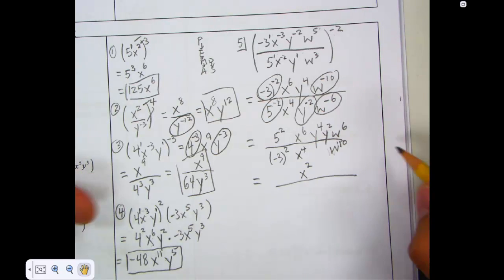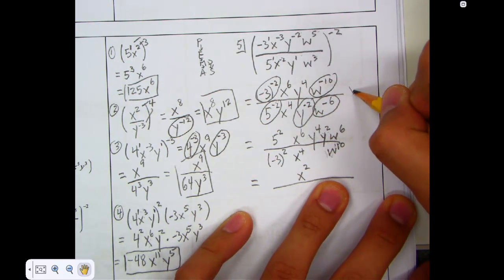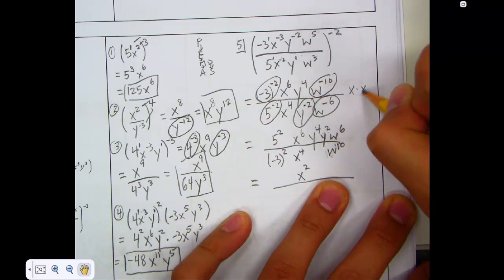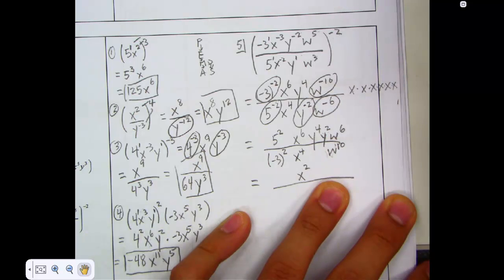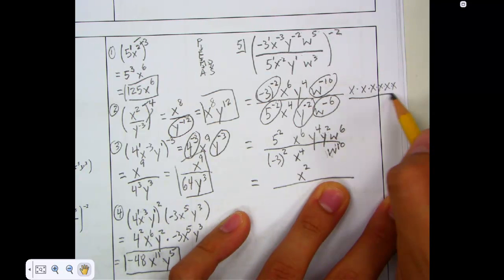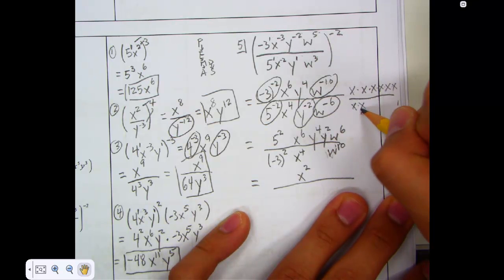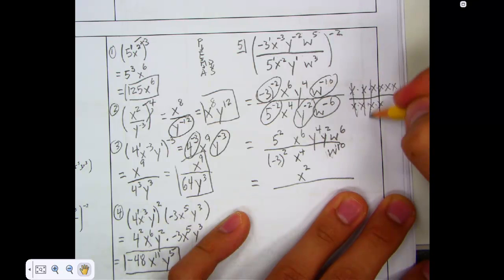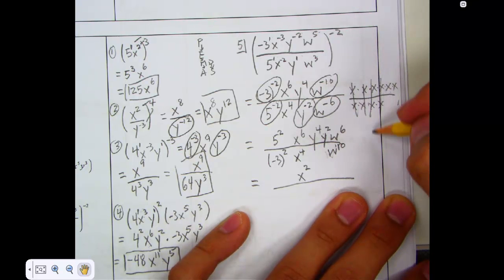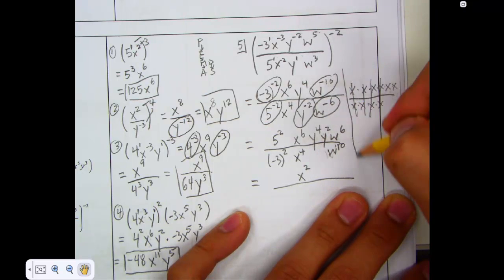Now, just for understanding, I'll explain this once. X to the 6th means x times x, 6 times. And x to the 4th means x times x, 4 times. Now, if you cross them out, these cross out, and there's only 2 left. That's why there's x squared on top. Okay, so that's just a side note.